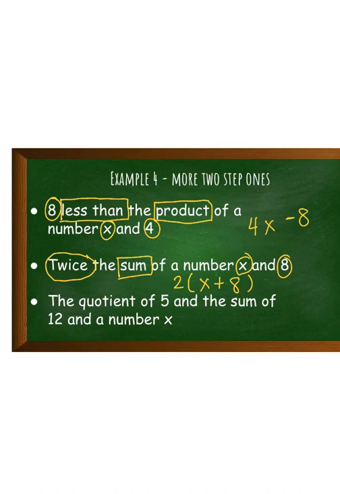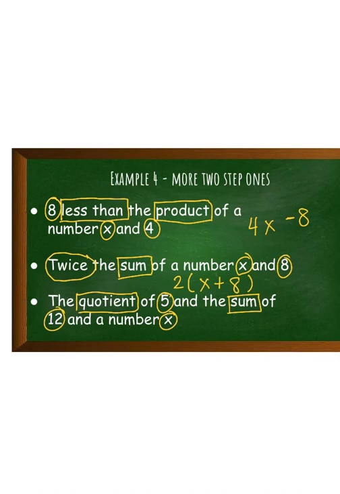Next one, the quotient of, so quotient is one of our keywords, 5, and the sum of 12 and a number x. So we've got 3 things circled and 2 in boxes. Now, one thing that I do want to mention, guys, think about it like the ones in boxes are telling you which operation to use, and then the ones that you're circling are just the letters or numbers that are filling in around those operations, okay?